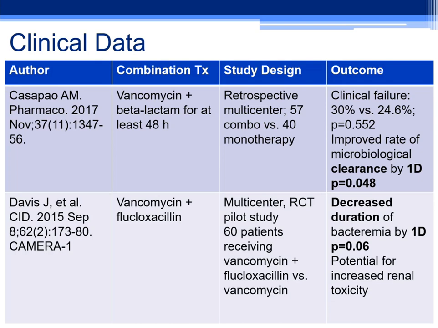And then early on, CAMERA1 was done by Davis and colleagues. They looked at vancomycin plus flucloxacillin. The reason for this specific beta-lactam was because it was done in a different country. So this was a pilot study to facilitate a bigger randomized controlled trial. Once again, they were able to show a decreased duration of bacteremia by 1 full day, and there was some potential increase in renal toxicity between vancomycin and flucloxacillin, but nothing that significantly stood out that would prevent this from progressing to a randomized controlled trial.